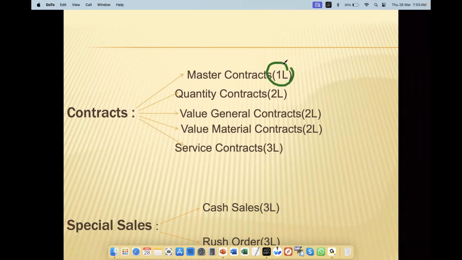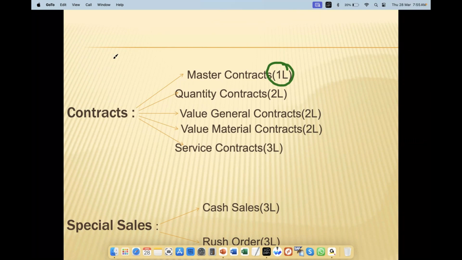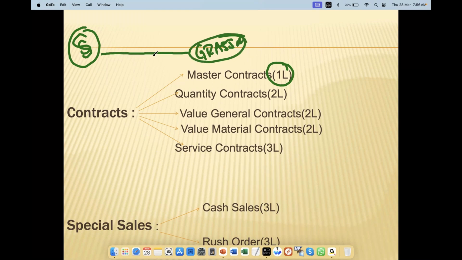Sir, for what purpose? See, we are working on Grasim. So my customer, the purchase manager of Shopper Stop, and the senior most sales manager of Grasim, they both sign a master contract with some do's and don'ts, ifs and buts.